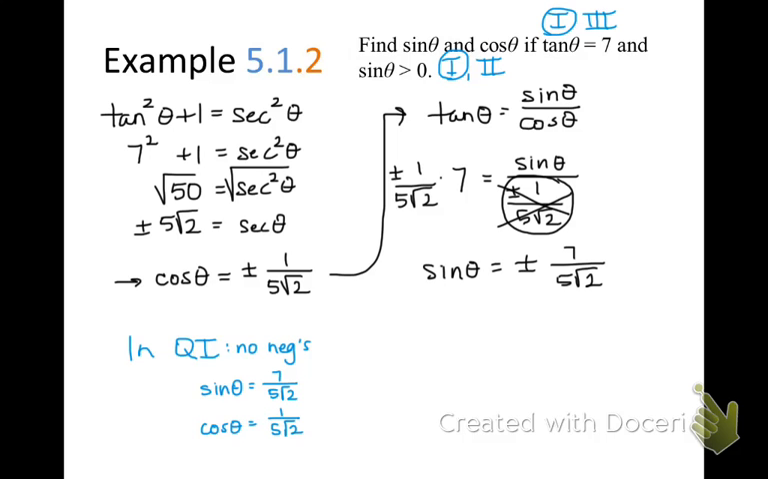Make sure you check the quadrants at the end. This is the most forgotten part. In this case, it ended up being both positives, but if something should be negative and you leave it off, you're going to lose points for that. Any questions on that?